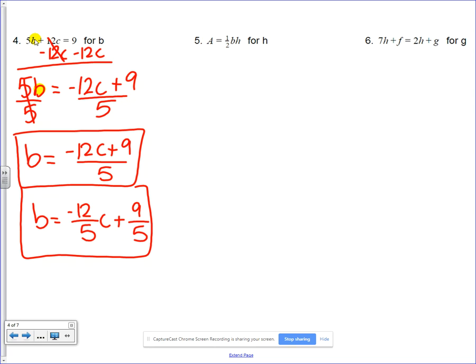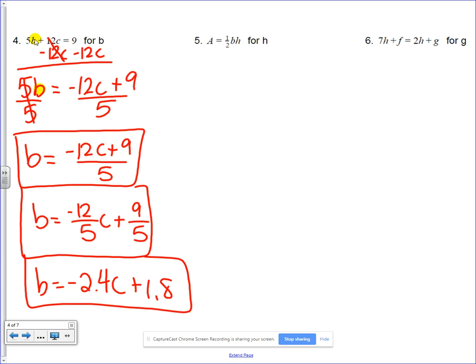Now, could you do decimals? Sure, somebody do 12 divided by 5 for me. What does that give you? Say it again. So negative 2.4c. And then what's 9 divided by 5? This would be fine as well. Do you guys like it when I give you options like that? Okay, good. Not too bad. How are we doing here, guys?